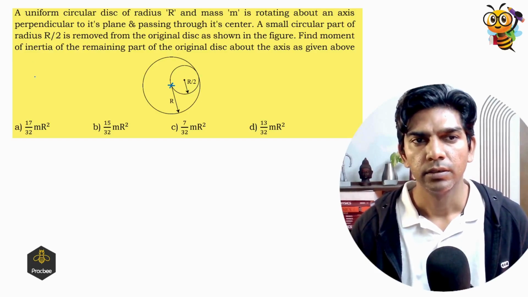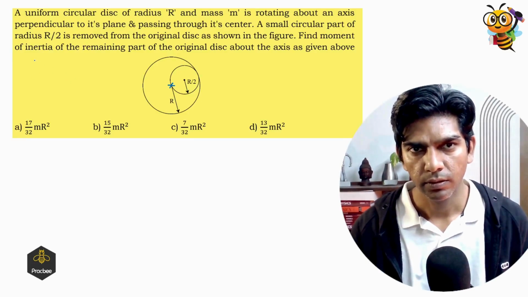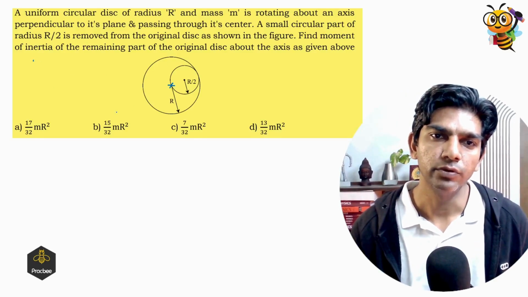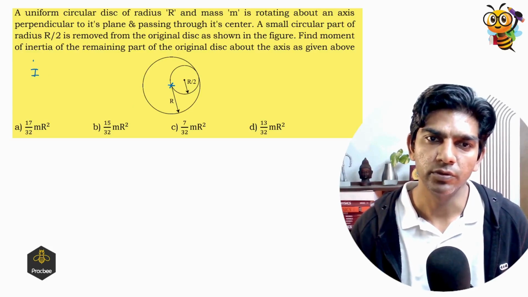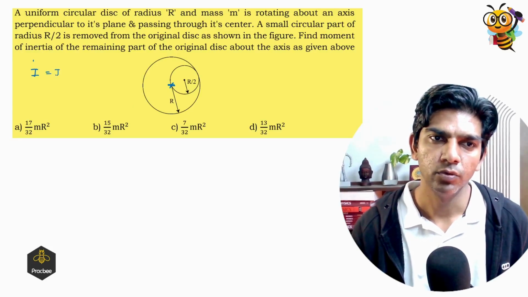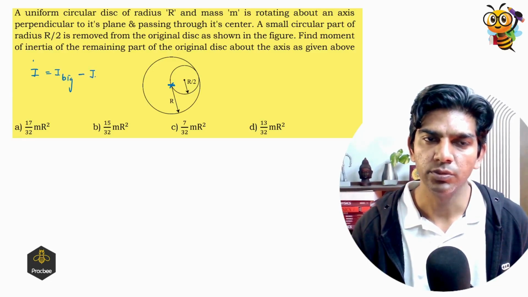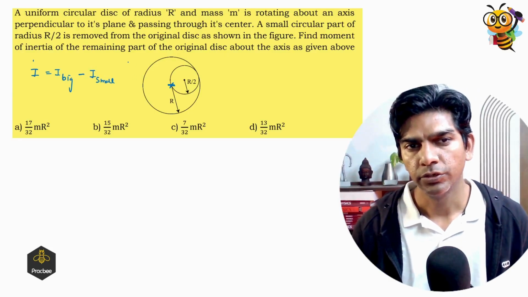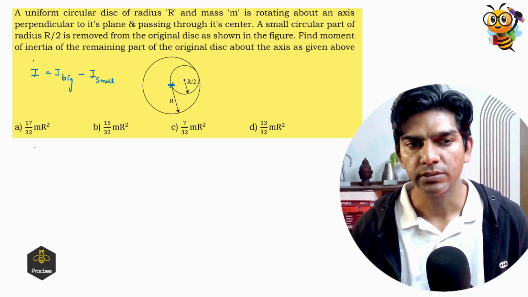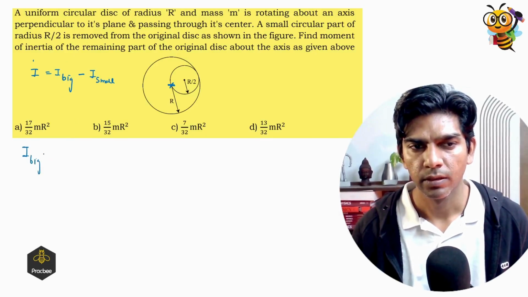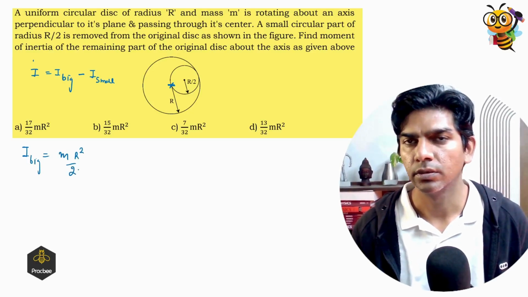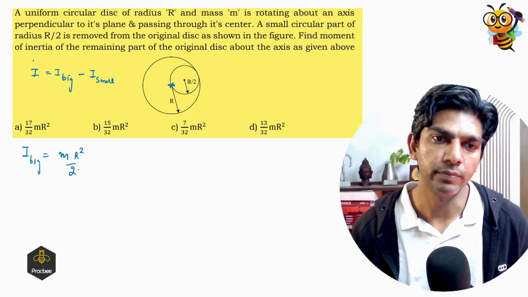Here m is the mass of the complete disk. So what we can do in this case, the moment of inertia about this particular axis will be the moment of inertia of the big disk about that axis minus the moment of inertia of the small disk about that axis. The moment of inertia of the big disk is nothing but m r square by 2, because the axis is passing through the center of mass of that big disk.